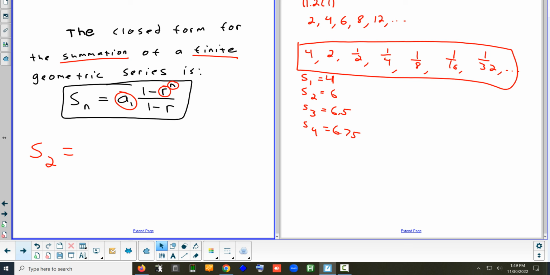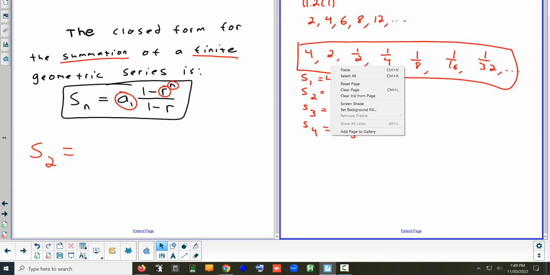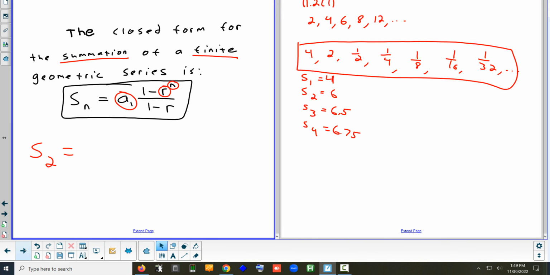Let's try to use this formula to add up the first 2 terms for us. Now we can add up the first 2 terms in our head very quick at 6. But if I said to add up the first 50, we could do it just as fast with this formula as you could with the first 2. It doesn't make a difference how many you want to add up if you use a formula.